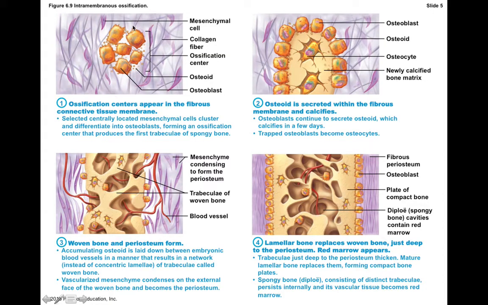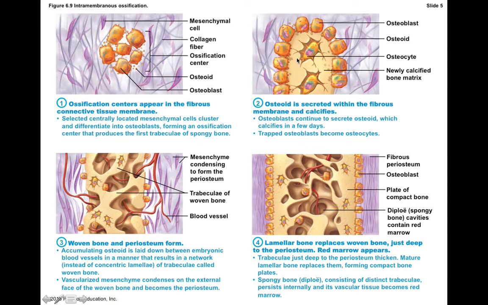The first step here is that these mesenchymal stem cells within the fibrous tissue start to aggregate and form clusters. These clusters then differentiate into osteoblasts, which start to lay down osteoid. Remember, osteoid is the unmineralized organic bony matrix, which is basically calcium-binding protein and collagen fibers. After the osteoid is laid down, it gets mineralized by hydroxyapatite, which are calcium phosphate salts.